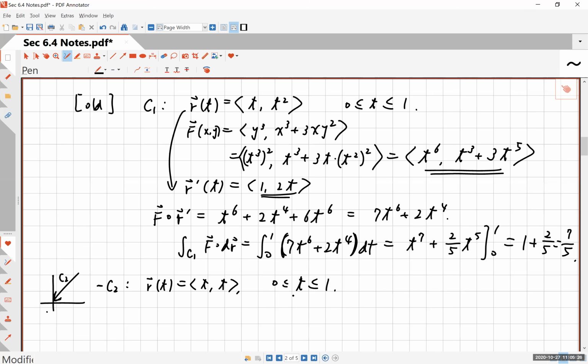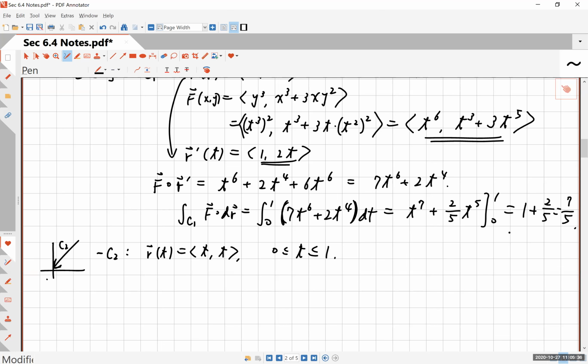Make sure you don't go backwards. You don't want to let t go from 1 back to 0, because that's going to mess up your orientation. All right, so if you are thinking of negative C2, eventually I'm going to just put the negative sign in the end to find the integral over C2. But this is your r on the way back, which is your C2, except you're going in the opposite direction, right? Now on this line, f of x, y, remember, is still this thing here, right?